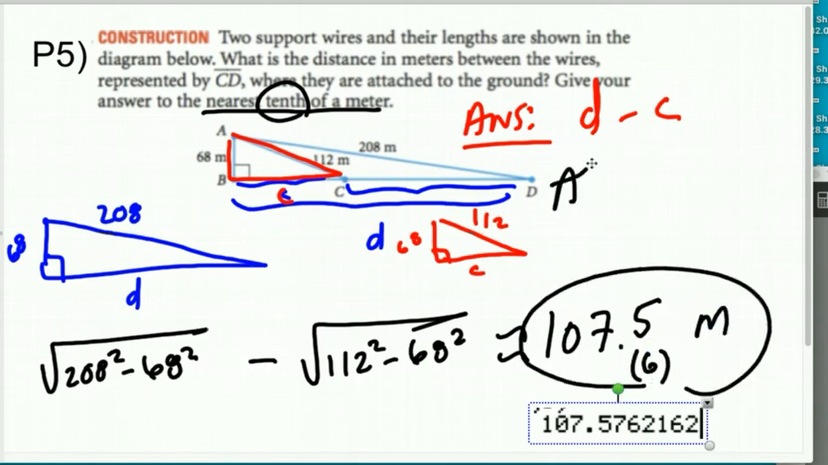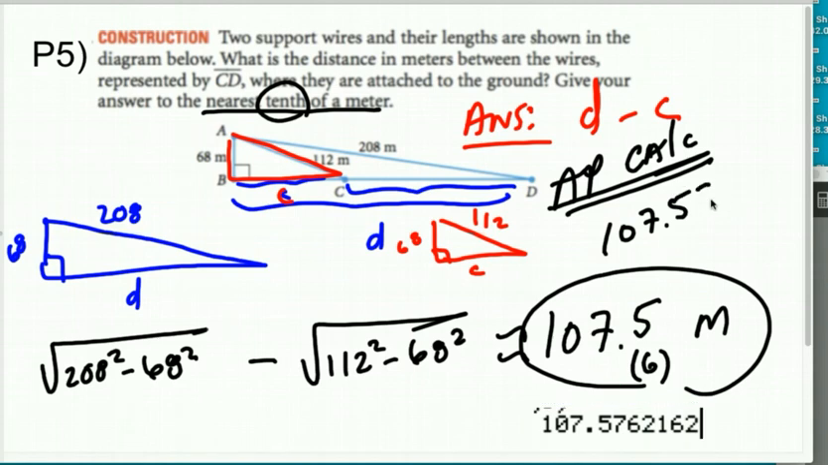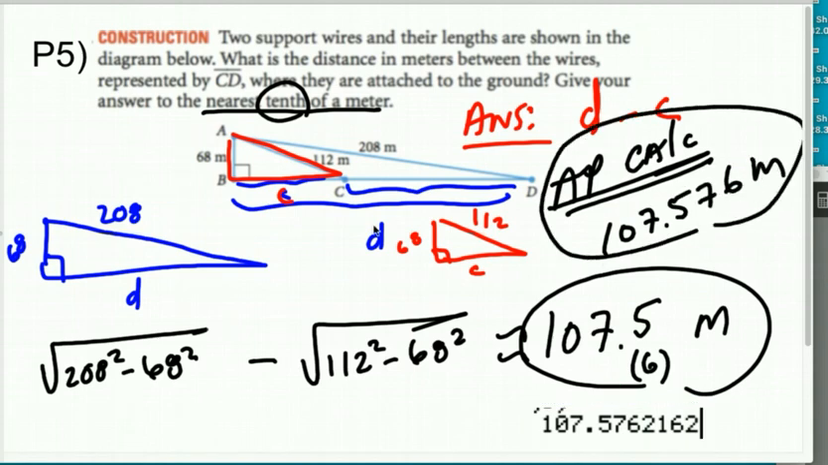But the AP Calc test is never going to say tenth. The AP Calc test is either going to tell you nearest whole meter, or they're going to ask you for thousandths every single time. So that's what the AP Calc test would want. Cool. So that's it for 5.2.